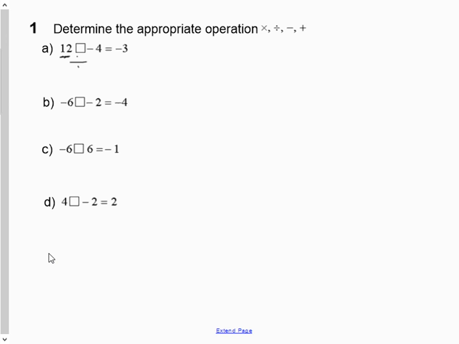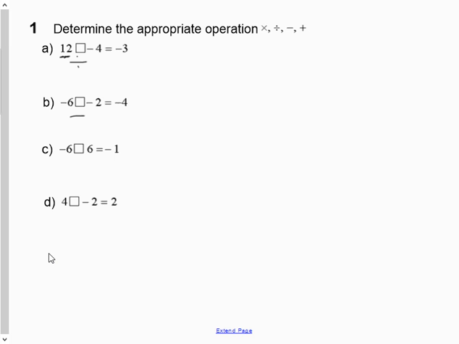If I use that same mode of thinking for this one, I know it's not going to be multiplication, and 6 divided by 2 is 3, so it can't be division. Addition would be -6 plus -2 is -8, so it has to be subtraction, and it is, because if I remove negativity, I make it more positive. So I made -6 more positive by 2, and it's now -4.